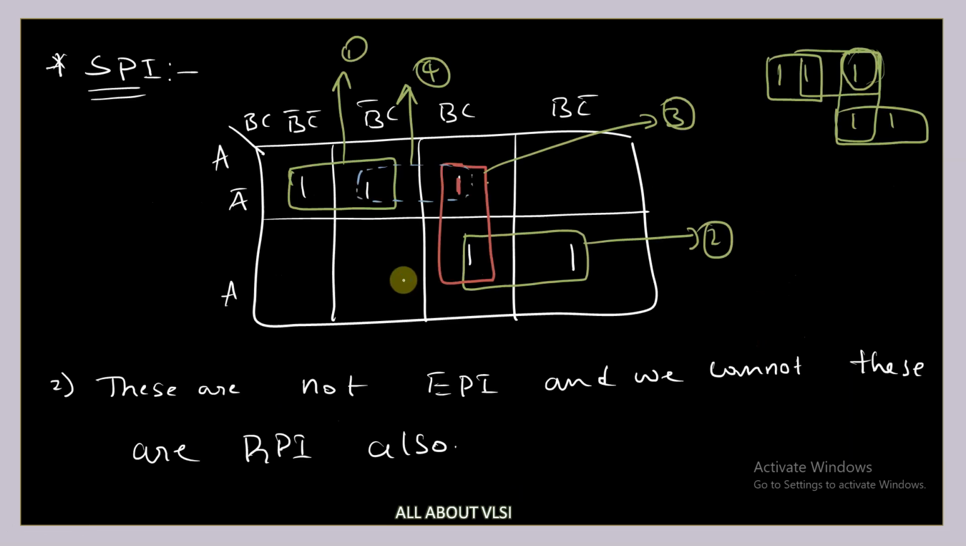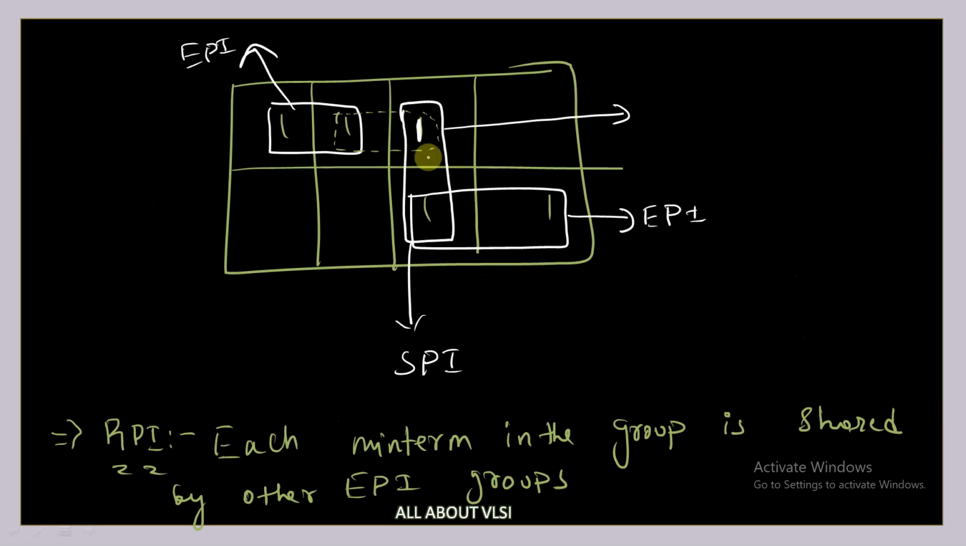Now, coming to this example, let's say we are saying this is an RPA. Let us assume this is an RPA. But if you see, this minterm is shared by, is this an SPA or is it an EPA? This is an SPA. This minterm is part of an SPA group, and this minterm is a part of an EPA group. So one of the minterms is not a part of an EPA group. So we cannot say it is an RPA. So this dotted line is also an SPA.